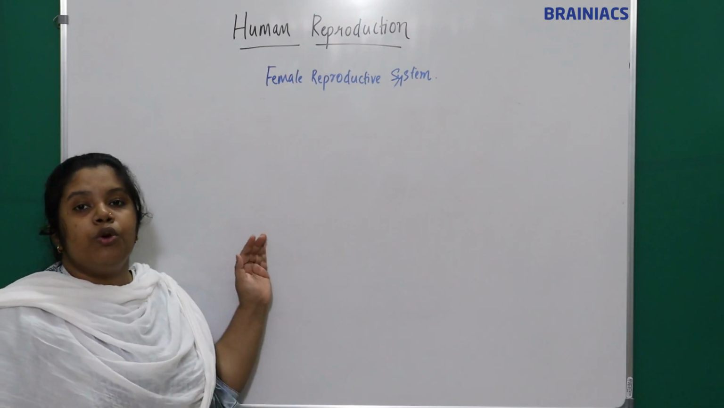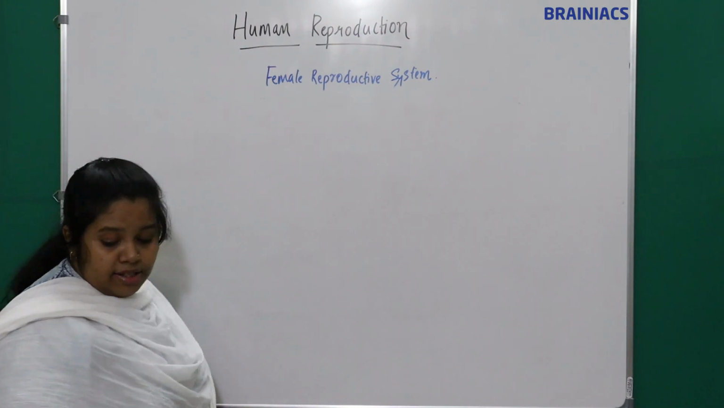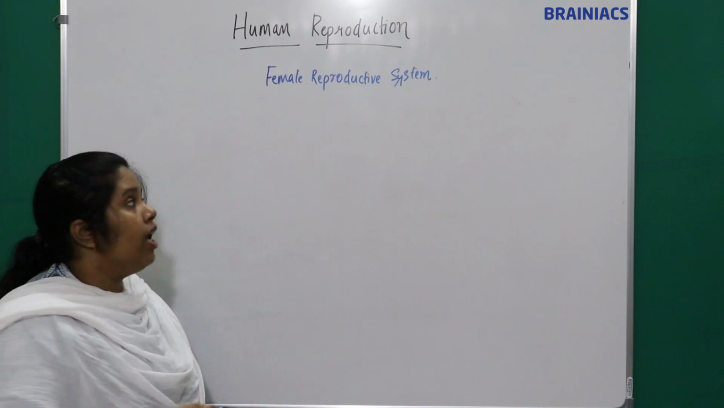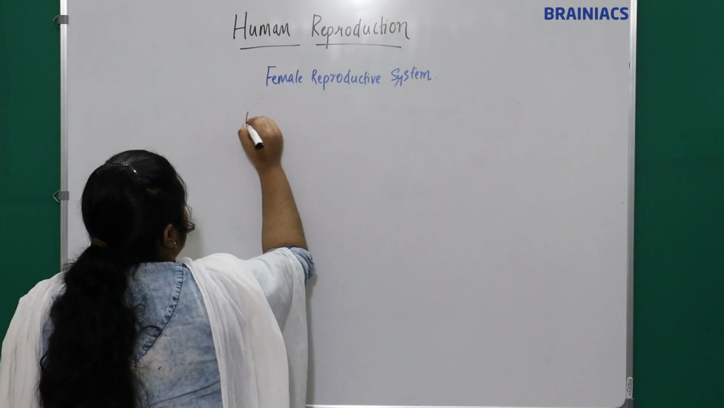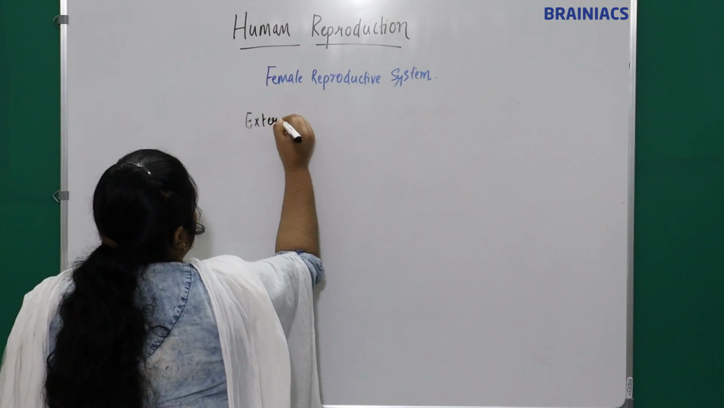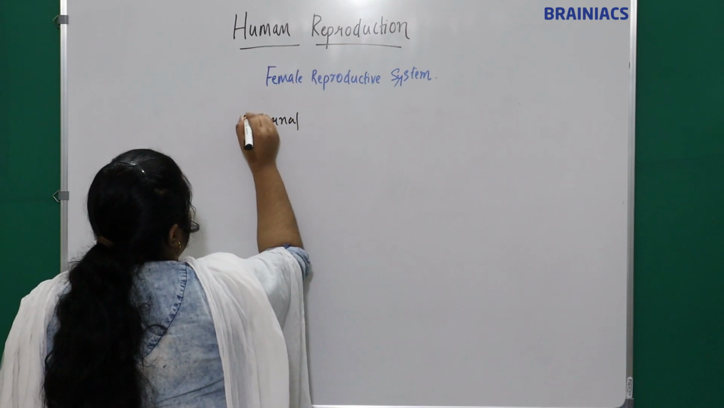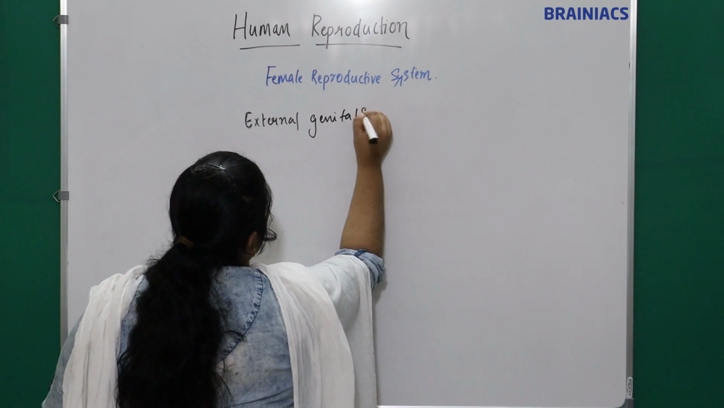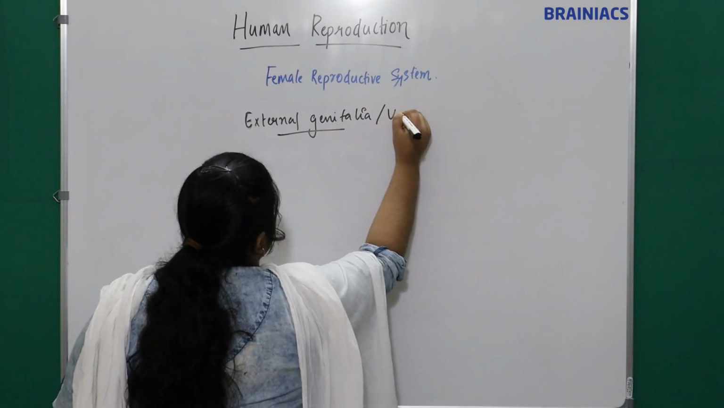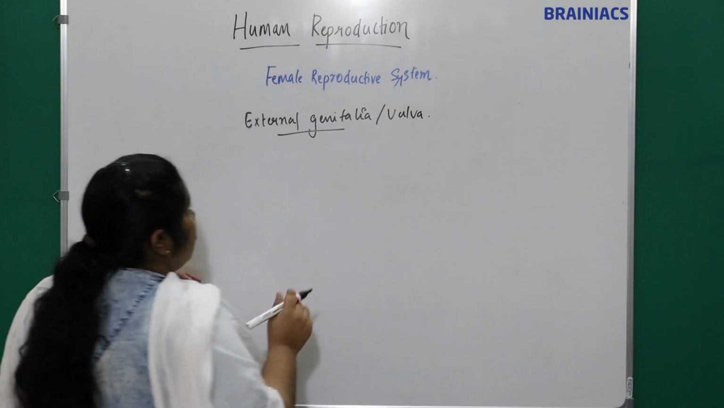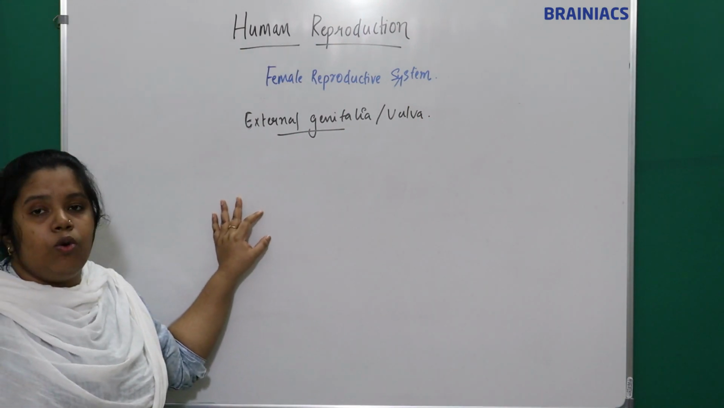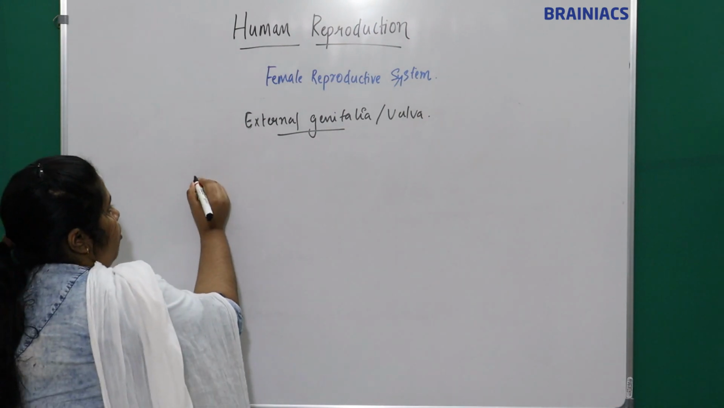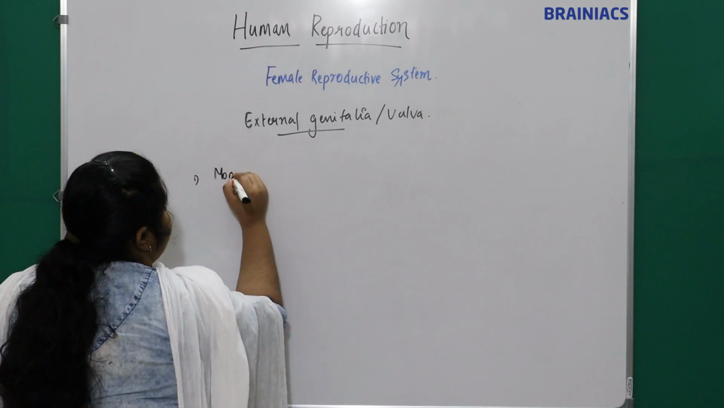Okay, so now what are we going to discuss? We are going to discuss the external genitalia, or the vulva. First we will discuss the parts. First it is the mons pubis.